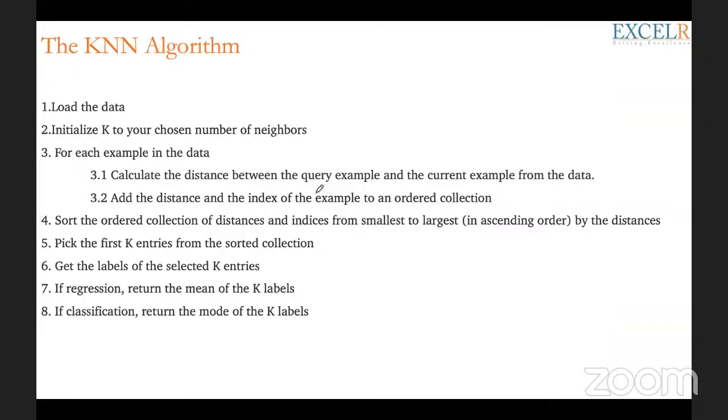Okay, so let us understand this KNN algorithm. The first step is to load the data and initialize k, that means the k value, let us say k equal to 2 or k equal to 3 or whatever the value is. Then for each example, let us say I have data points 1, 2, 3, 4, 5, and I have features like this, feature 1, feature 2.